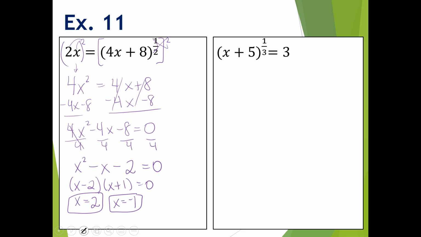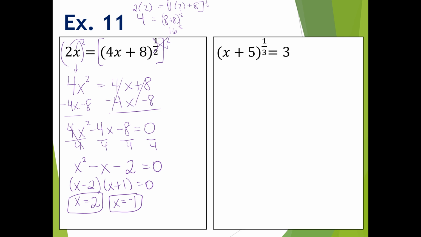So we're going to plug in 2 here. So we're going to have 2 times 2 equals 4 times 2 plus 8, all of that raised to the 1/2 power. Okay. So sorry, that's kind of small. So we got 4 on the left side, and 4 times 2 is 8 plus 8 raised to the 1/2 power. So we get 16 to the 1/2 power.